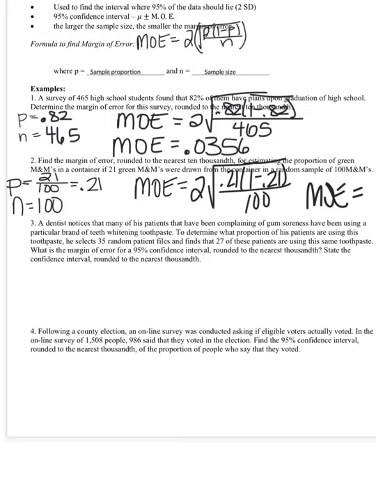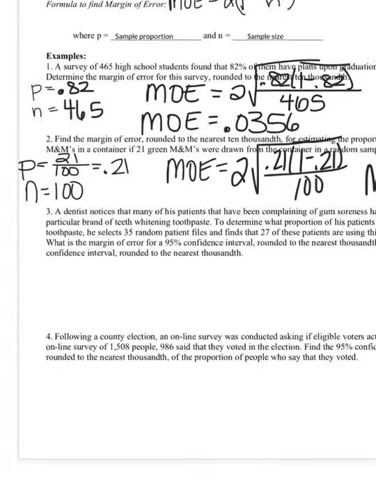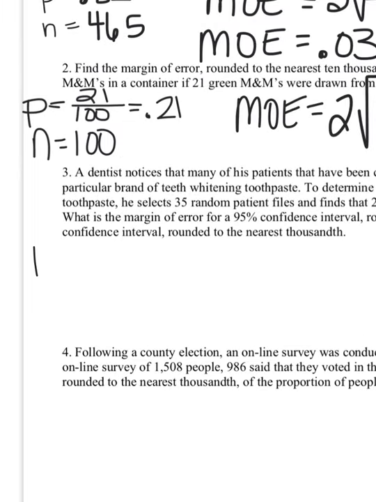The 95% confidence interval is just saying 2 standard deviations. So that's why we have the 2 out front. And then state the confidence interval. For this, you would take your proportion and then add and subtract 2 standard deviations, which is your margin of error. One thing at a time, though. So what's the margin of error? To figure out the margin of error, we have to know what P is and what N is.